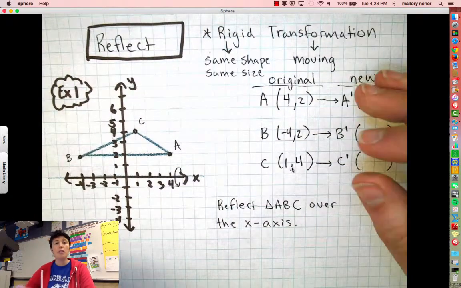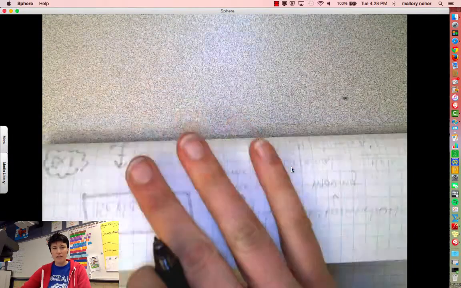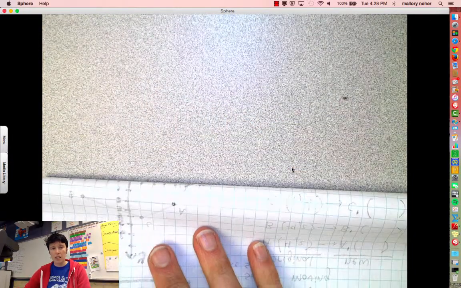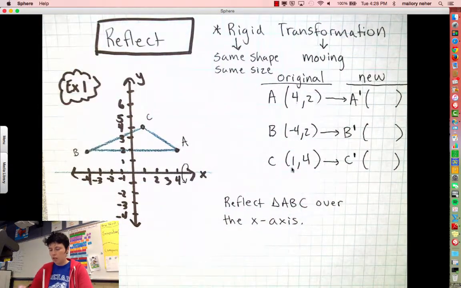And the way that works is it's kind of like folding your paper. If you were to take this piece of paper and literally fold it over on the x-axis, that would be your new shape. And sometimes that's kind of hard to show in a video lesson, so I was going to try showing you this way.